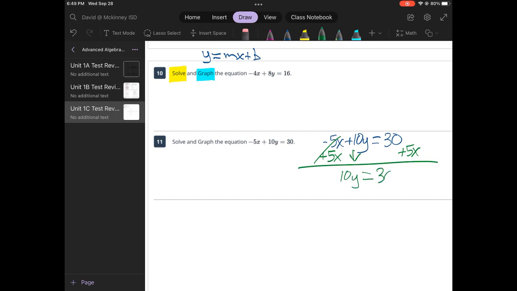I'm going to add the 5x to both sides here. I get 10y is equal to 30 plus 5x. Now I need to divide by the number in front of the y. I do that with each and every term. When I do, I get y is equal to 3 plus 5 over 10 reduces to 1 over 2. And then I have to write my x. And there it is. That's my equation in slope-intercept form.